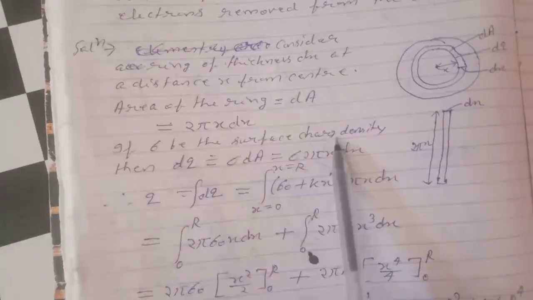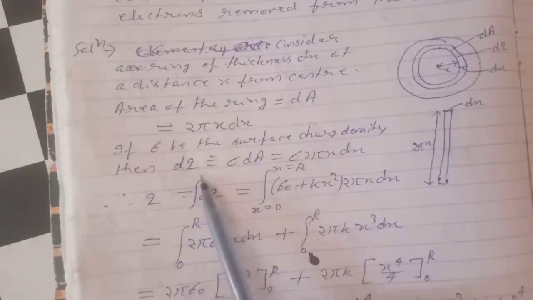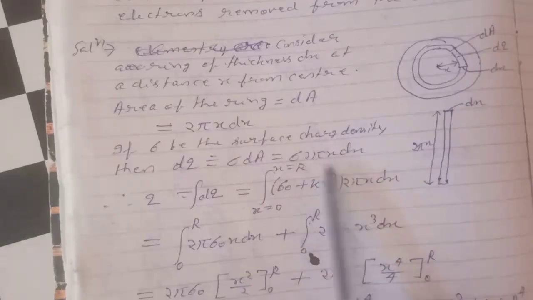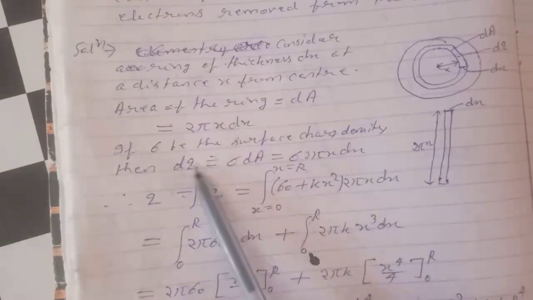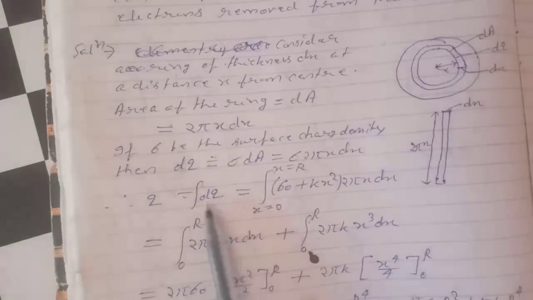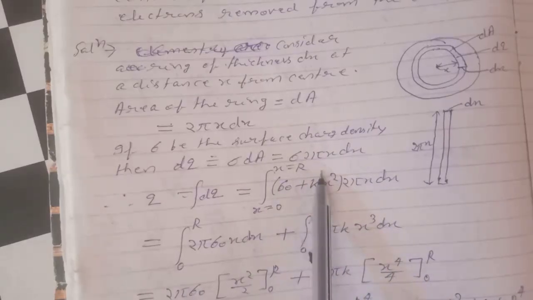If sigma is the surface charge density, then dq equals sigma dA, or sigma times 2 pi x into dx. Now we have dq and dx. Hence q equals the integration of dq. Now we can calculate q by integrating x from 0 to r.